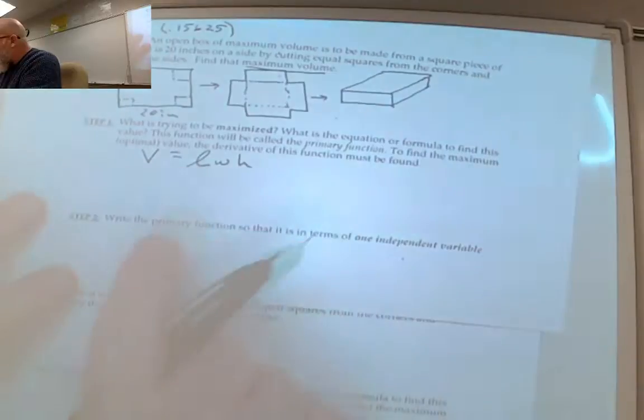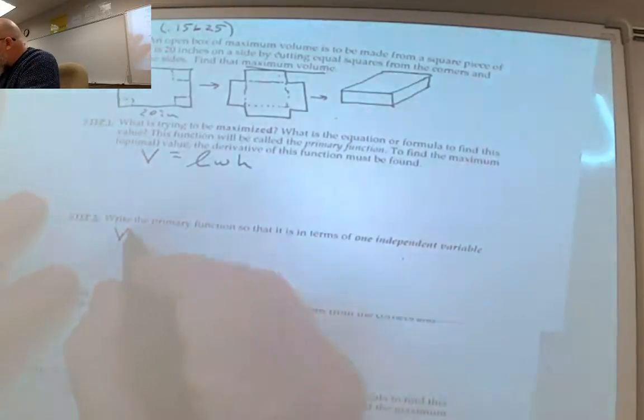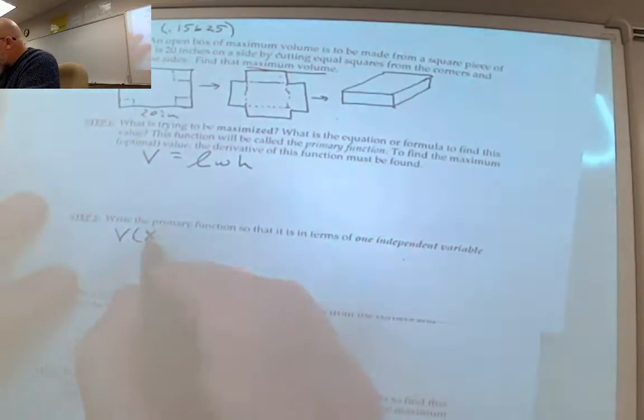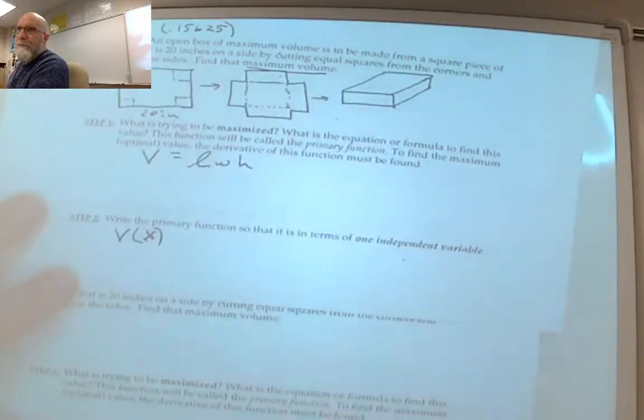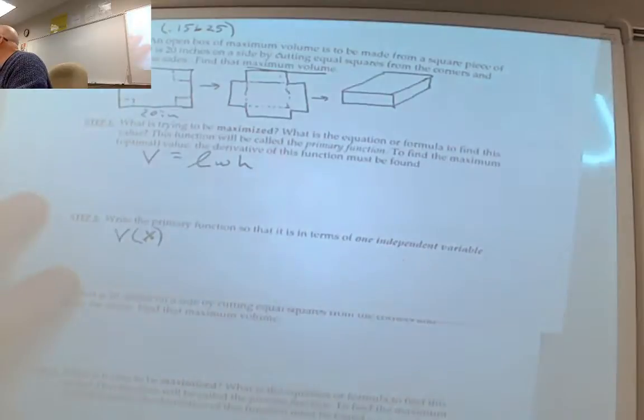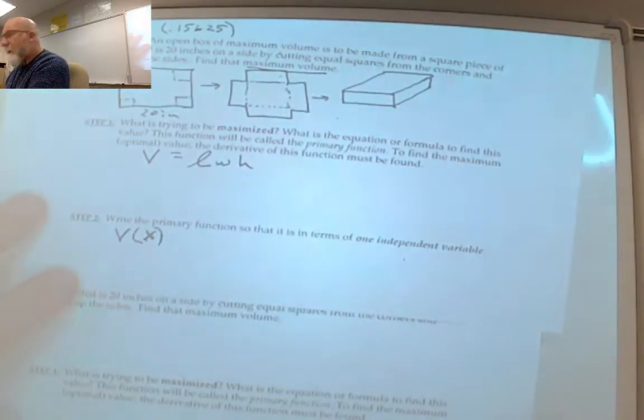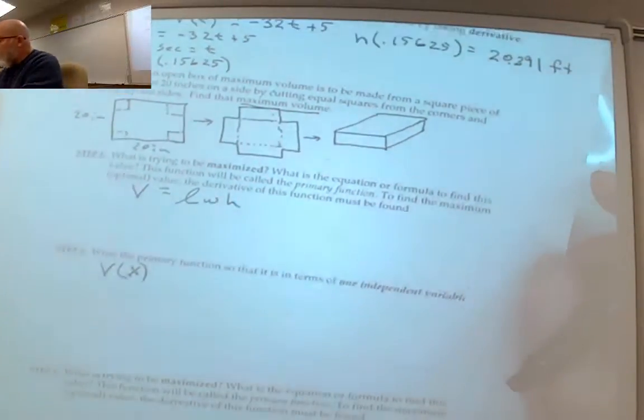So I got to come back to my picture, and I want to create my volume equation so it's a function, and I'm going to write v of x. I always use x as my independent variable. You don't have to. I like to. You know why? Because x is in my calculator. Okay? So I got to get back to my picture, everything in terms of x.